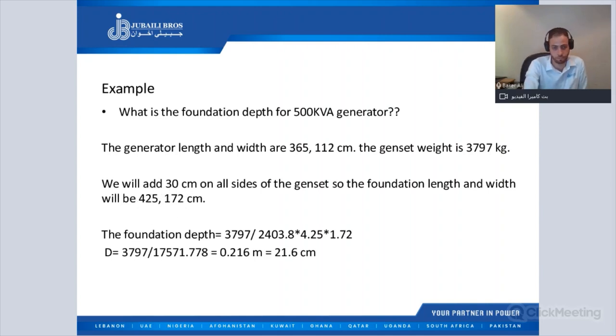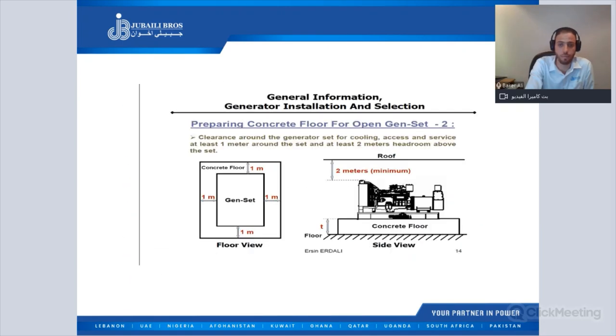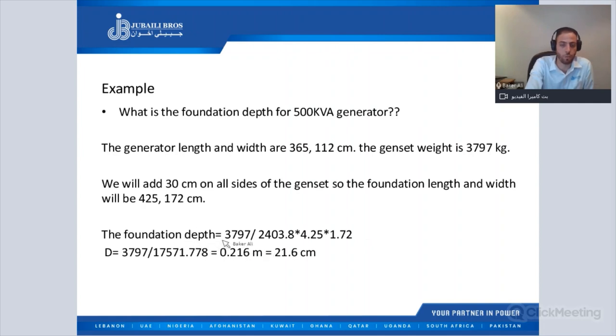Now, what about the depth? Using this formula again, we can calculate the depth of the foundation. So the foundation depth equals 3,797, this is the weight of the generator, divided by 2,403.8, this is the density of the concrete, times 4.25, the foundation length, times 1.72, the foundation width, which will be equal to 0.216 meter, equal to 21.6 centimeter. So the depth of the concrete foundation for a 500 kVA generator will be 21.6 centimeter. This is a very simple formula to calculate the depth.